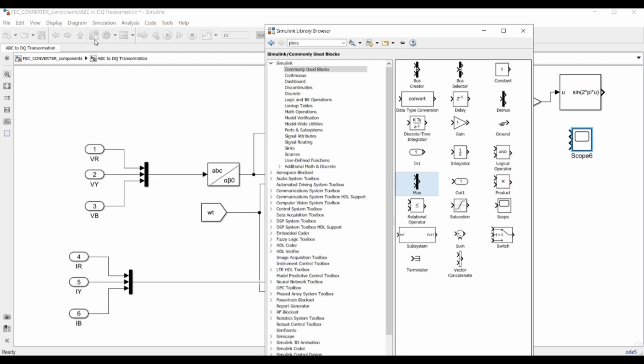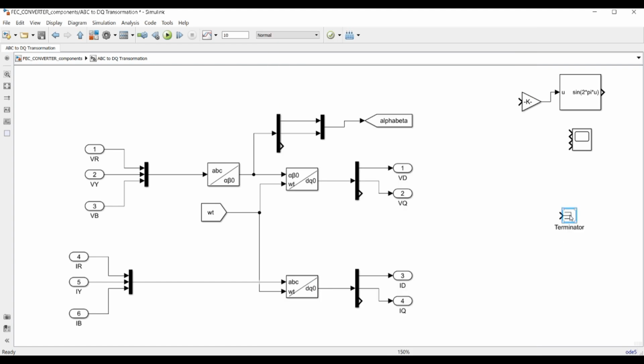Now I will be terminating the points that is not used. I will use this terminator and place it over here. This is not required, and also I will be placing one over here. So this is actually my alpha beta ABC2 DQ, and with the PLL part.